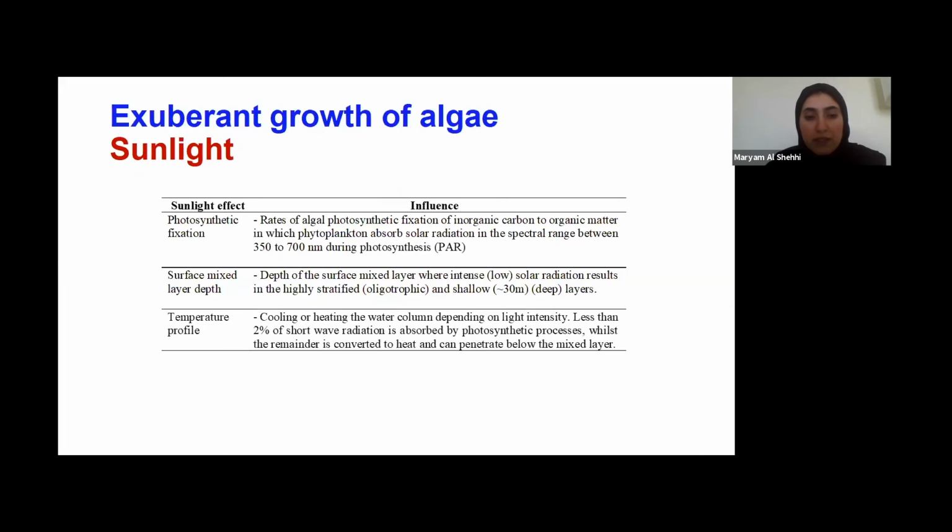So this sunlight actually can help in the photosynthetic fixation, and it can also affect the surface mixed layer depth, and it can also play a significant role in the temperature profile of the sea. So this is the second important factor that regulates the growth of blooms in this ocean.